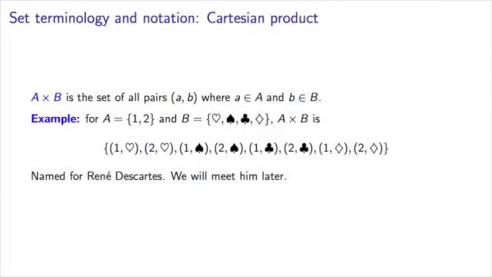Now I introduce the Cartesian product. Given sets A and B, the Cartesian product of A and B is the set of all pairs little a, little b, where little a belongs to big A and little b belongs to big B. So here's an example. We can take the Cartesian product of the set consisting of 1, 2, and the set consisting of hearts, spades, clubs, and diamonds. The Cartesian product is the set of all these pairs. This is named for Descartes, and we'll see him later on in the course.